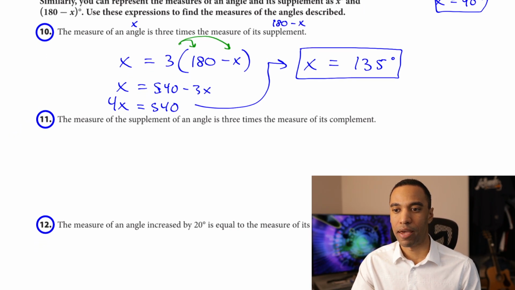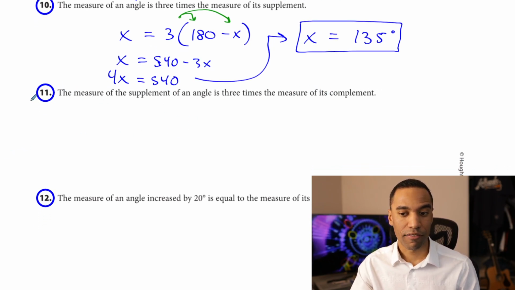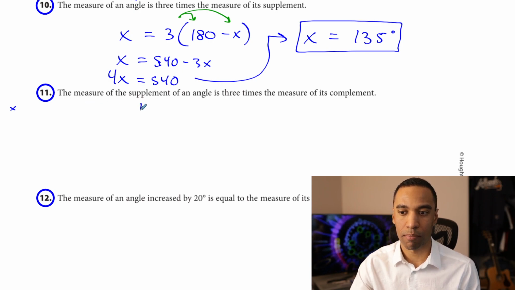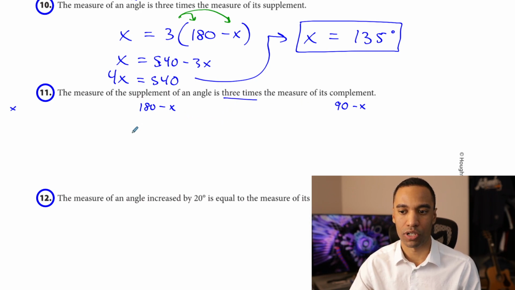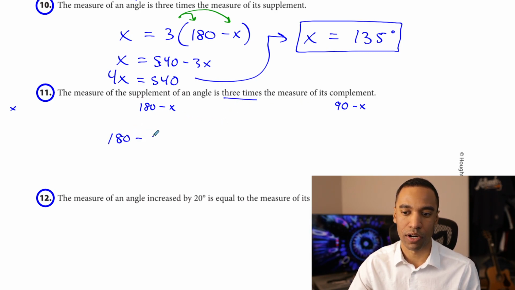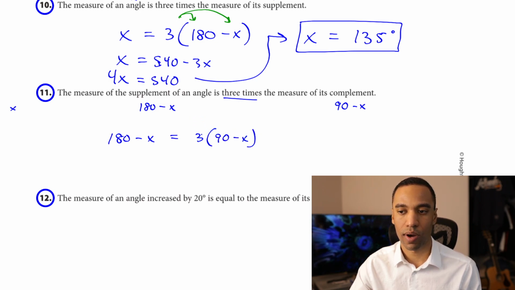Okay, number 11. The measure of the supplement of an angle is 3 times the measure of its complement. So we have some unknown angle x, but we're comparing the supplement of that angle to its complement. The same thing is involved with the 3 times portion. The supplement is 3 times larger, therefore we have to triple the complement in order to match it. And notice they still want us to find the original unknown angle measure comparing the complement to supplement.